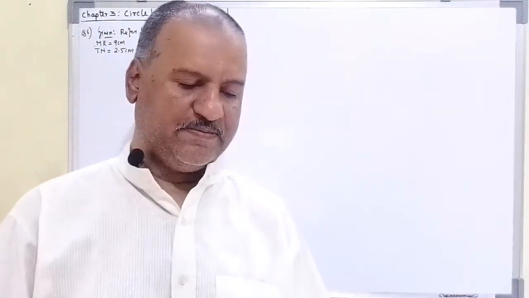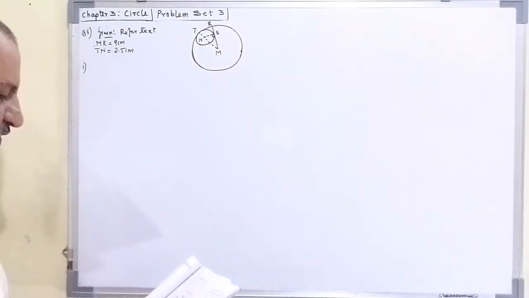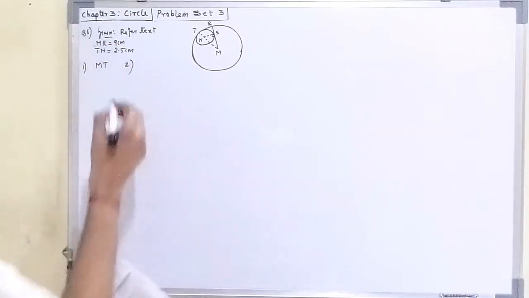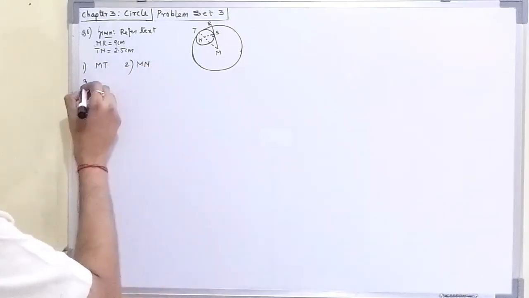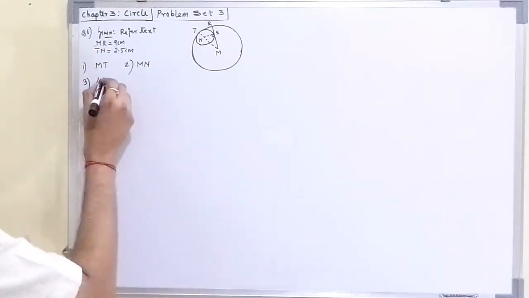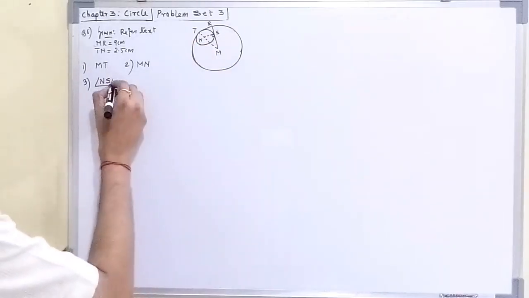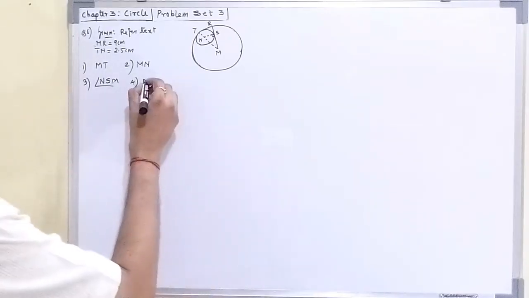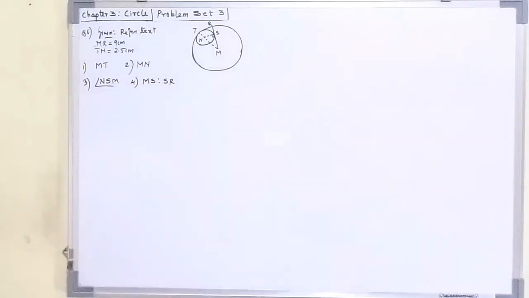Yes. Find answers. अभी क्या क्या फाइंड करना है? फर्स्ट फाइंड द लेंथ, अच्छा, MT फाइंड करना है. सेकेंड, लेंथ ऑफ MN फाइंड करना है. थर्ड, angle NSM is 90 degrees. Fourth, MS is equal to SR. ये चारों चीजें फाइंड करनी हैं.